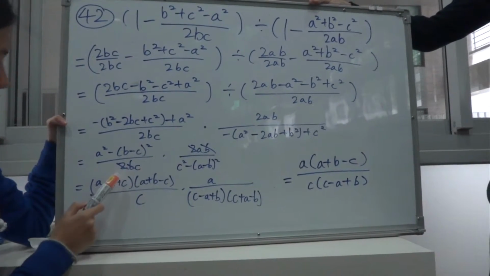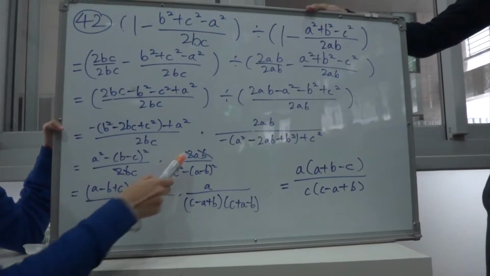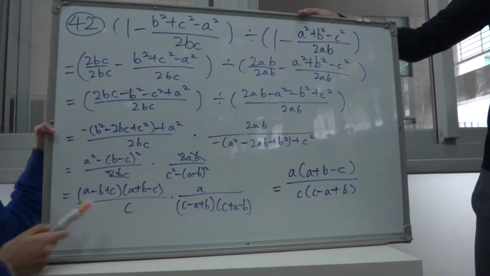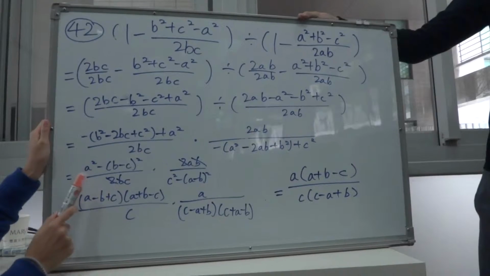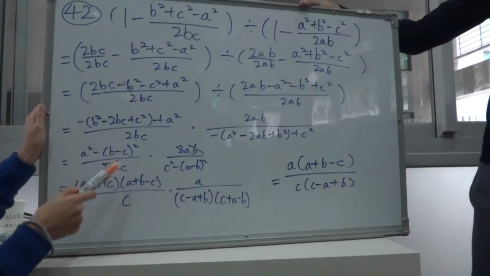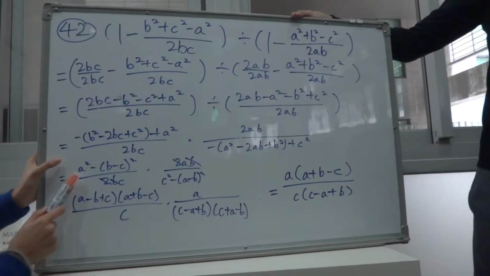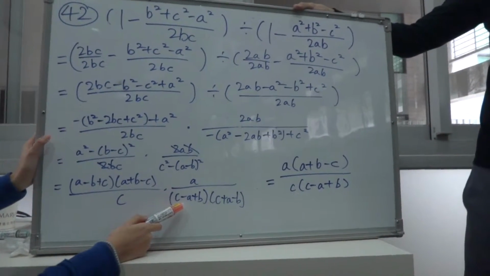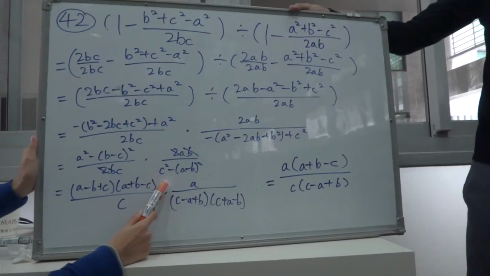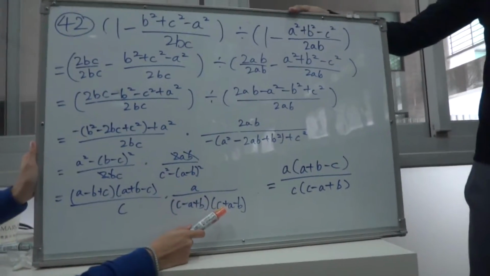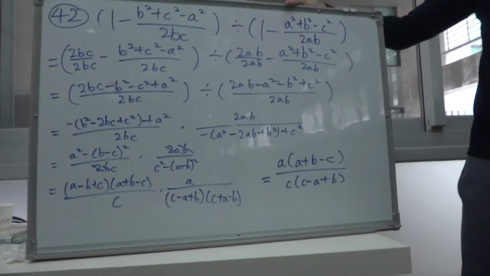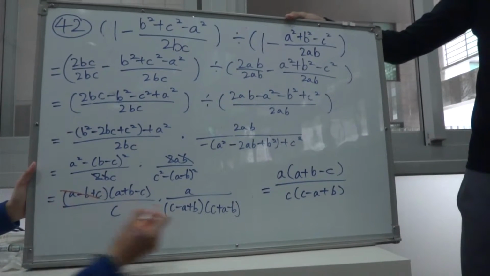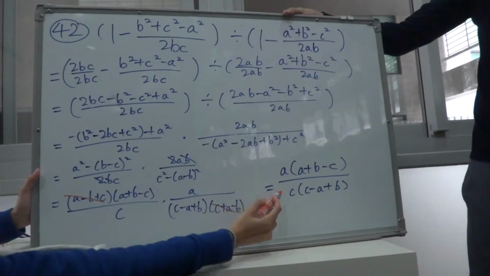So you can cancel out 2 and b, so it becomes a and c. And now it becomes a minus b plus c and a plus b minus c. Also over here is c minus a plus b and c plus a minus b. And now you get to cancel these two out, so it becomes this.